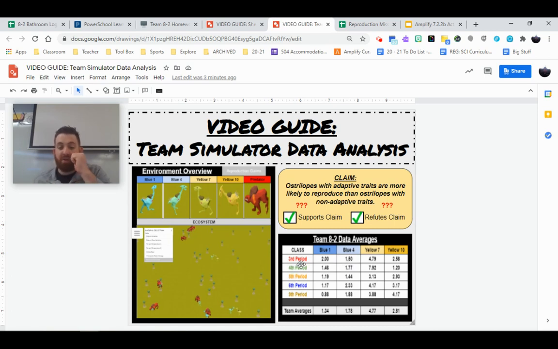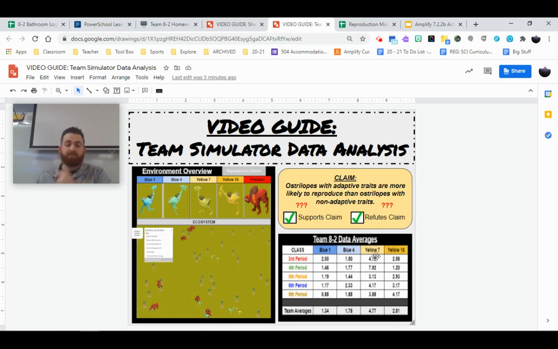So if you notice in our blue 1 column, all of our numbers are between 0.88 and 2 with an average of 1.3. For blue 4, all of our numbers are between 1.44 and 2.33 with an average of 1.78. For yellow 7, our numbers are anywhere between 3.88 and 7.93 with an average of 4.77. And then our numbers here in yellow 10 are anywhere between 1.20 and 4.17 with an average of 2.81.